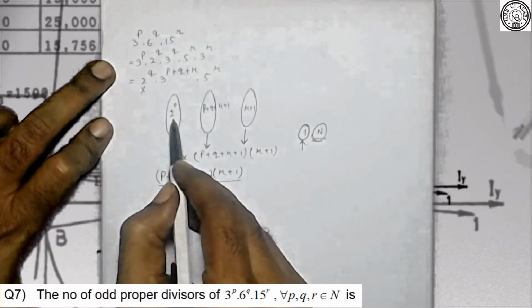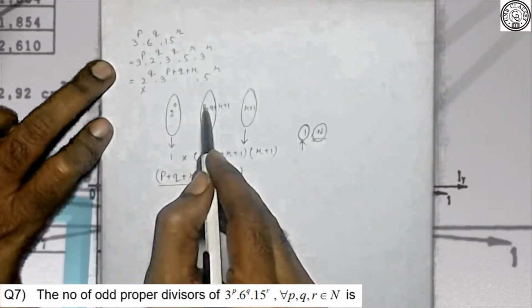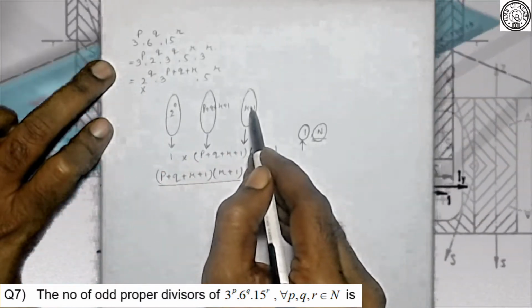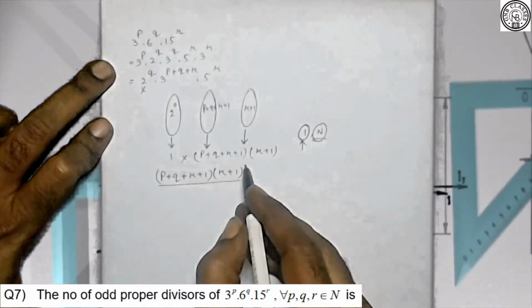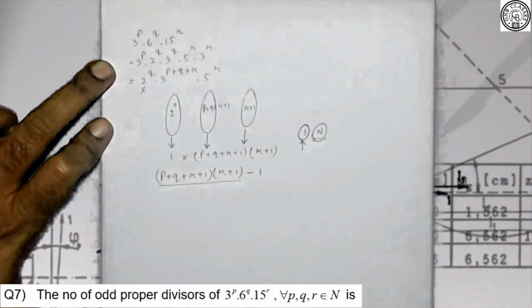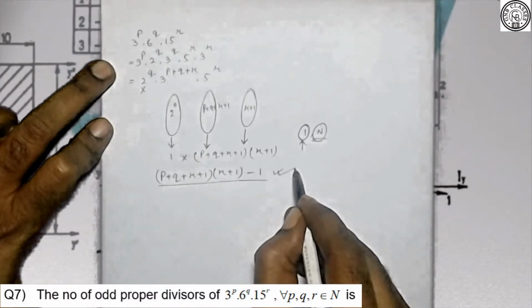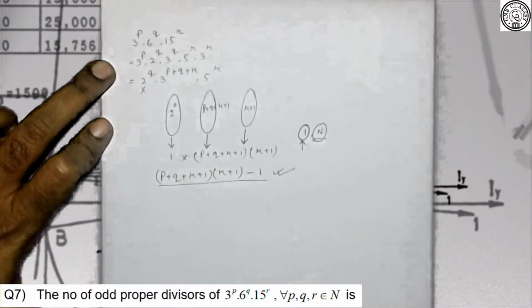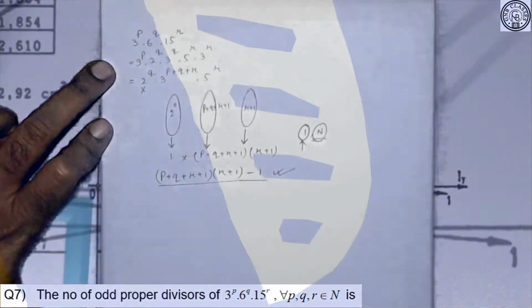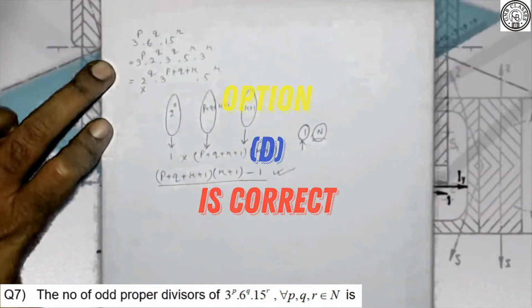Yes, and that is nothing but 2 to the power 0 when combined with 3 to the power 0 and 5 to the power 0, that gives you 1. So I have to eliminate that 1 to get the number of proper divisors. This is the total number of proper divisors which are odd. Hence your option D is correct.